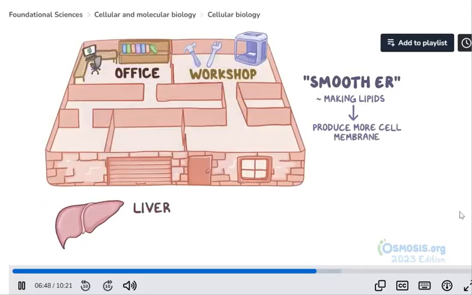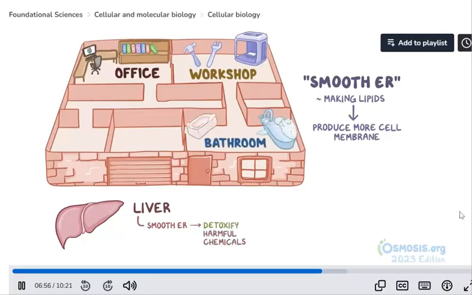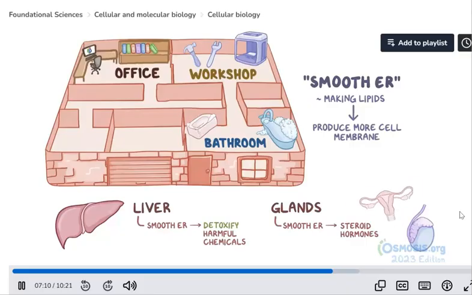In some cells, like the liver, the smooth endoplasmic reticulum helps with detoxifying harmful chemicals, so in this case, kind of like a spa or bathroom in the apartment. In other cells, like glands, the smooth endoplasmic reticulum uses cholesterol to go on to create various steroid hormones. For this reason, some specialized hormone-producing cells, like the ones found in the testes or the ovaries, have lots of smooth endoplasmic reticulum.